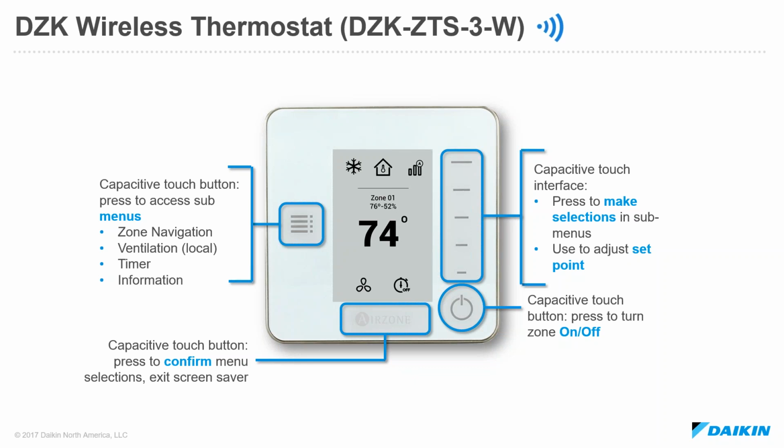This is used to wake up that thermostat when it's in the screensaver mode. It's also used to confirm menu selections. So just be aware, the air zone icon, it's not just a logo, it's also a button. And then at the bottom right of the screen, the power icon performs the same function as we saw on the wired thermostat, in that we're just turning on and off that zone.